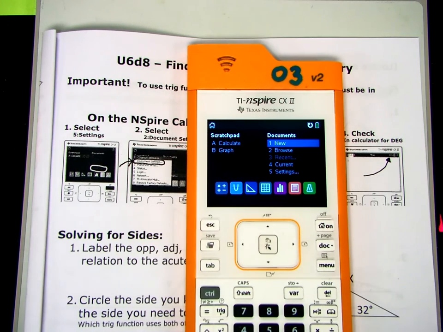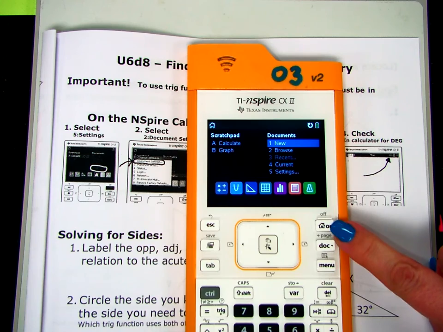So from your home screen, everybody should be using their calculators, which means your phone should not be in your hand, your calculator should be in your hand. Ariana? Okay.